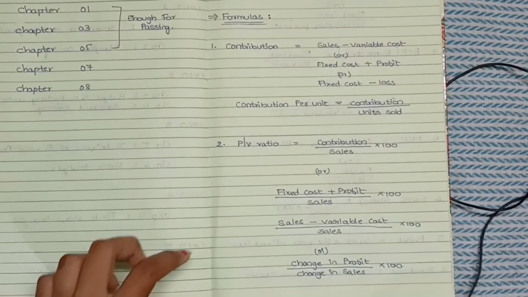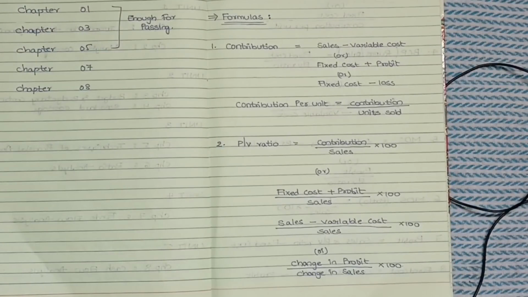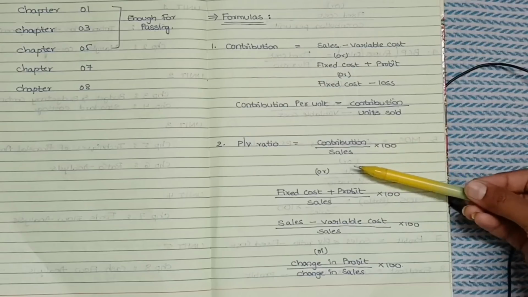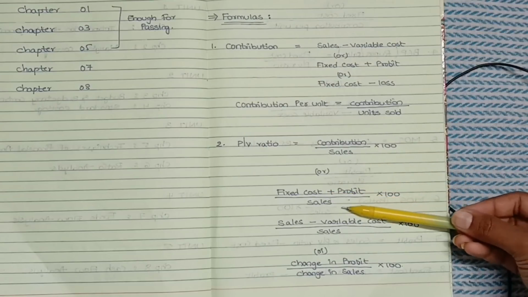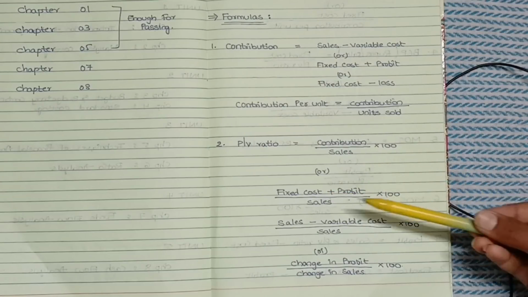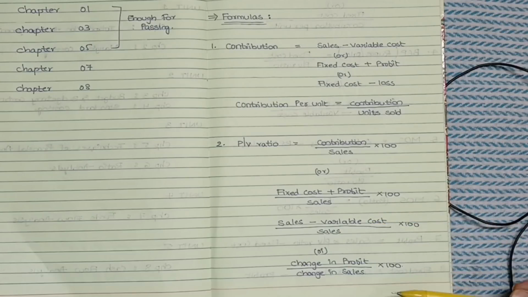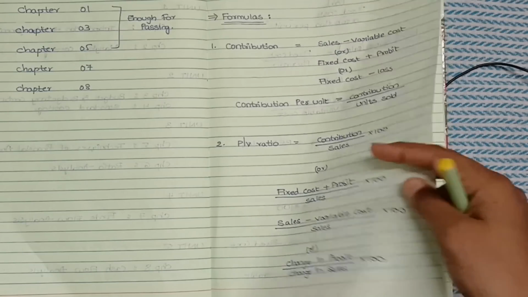Next, PV ratio. PV ratio means profit volume ratio. For profit volume ratio you can use contribution by sales into 100, or else fixed cost plus profit by sales into 100, or else sales minus variable cost by sales into 100, or else change in profit by change in sales into 100. You compulsorily need to remember these formulas in your mind, then only will you score in this chapter.